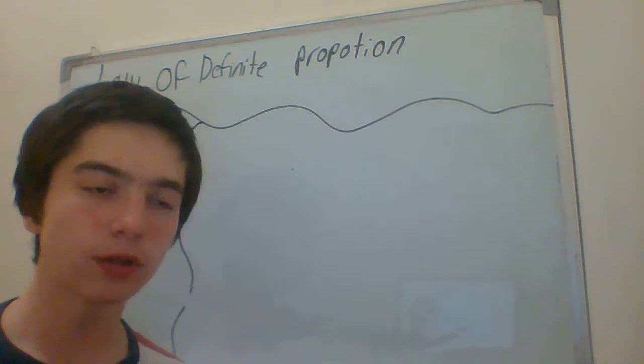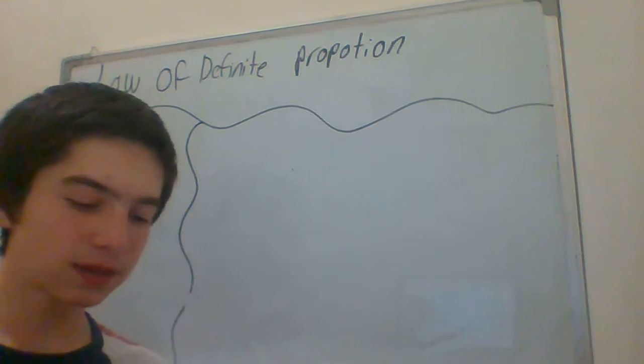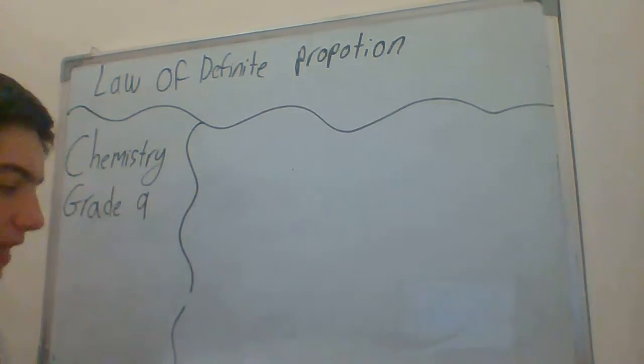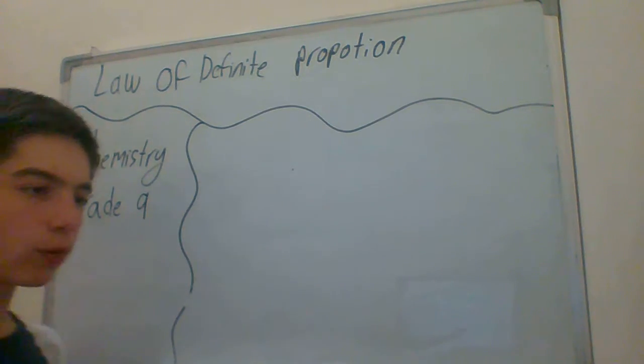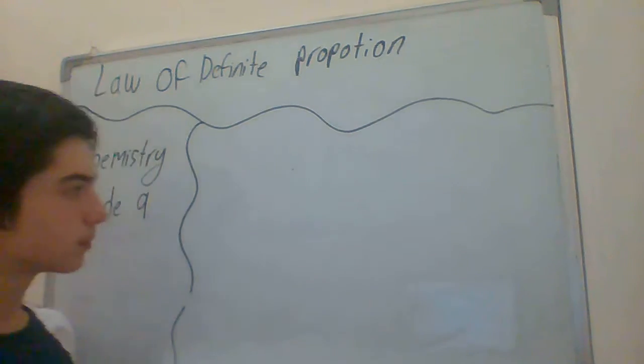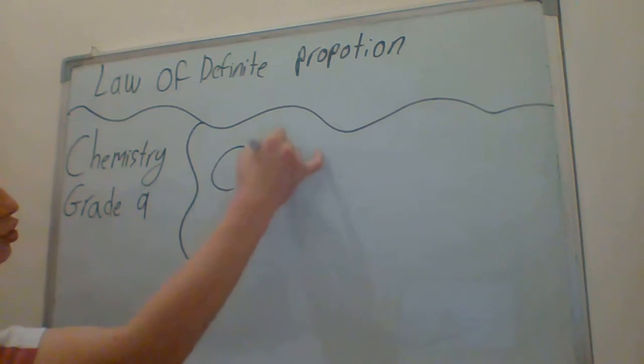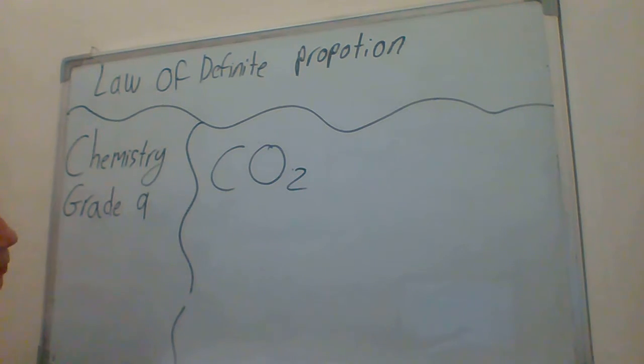that chemical compound, we should always have that number of that element and that number of that element to form that compound. Let's get an example. If I want to form carbon dioxide, the law of definite proportion says that I should always have the proportion of one carbon atom and two oxygen atoms. So that's the proportion, or the ratio, of forming carbon dioxide.